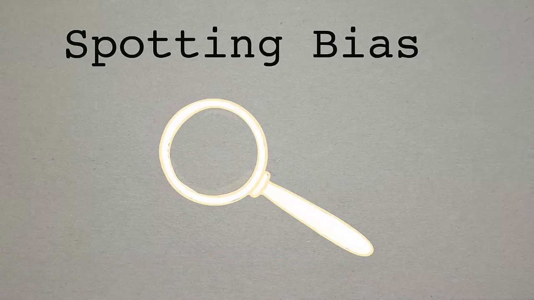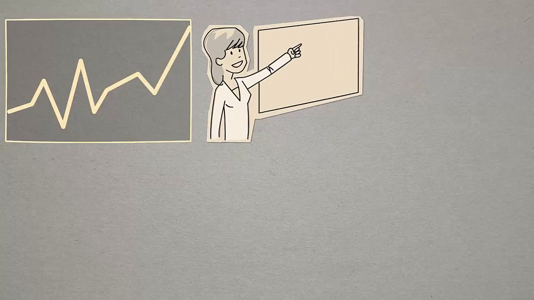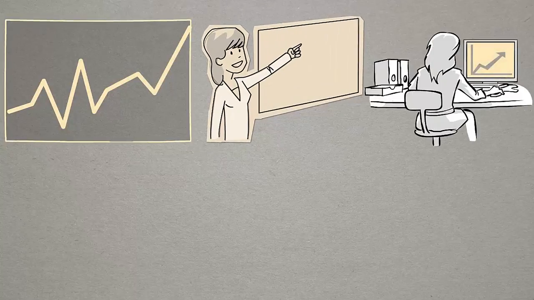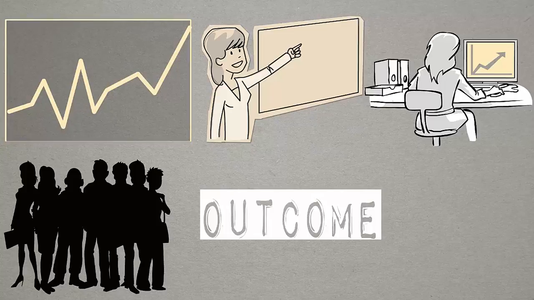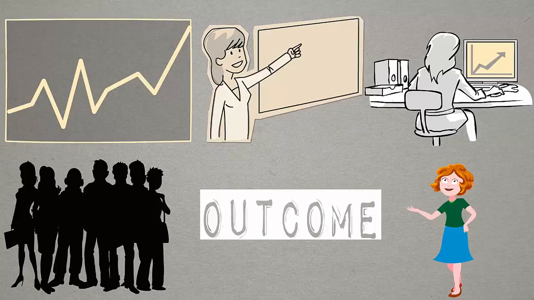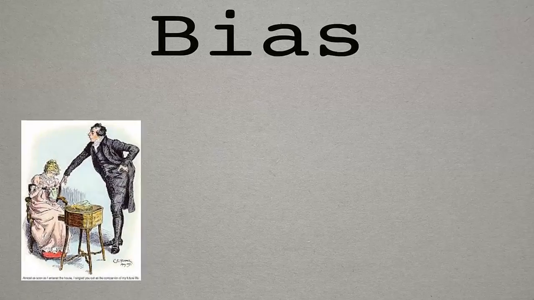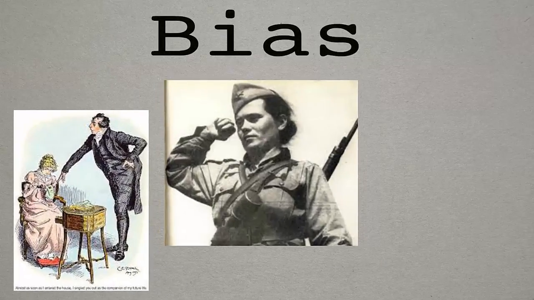Spotting bias. Sometimes data may be generated, selected, or analyzed in such a way that it favors one group, outcome, or conclusion. This is called data bias. Bias is another way to describe prejudice, partisanship, or favoritism.